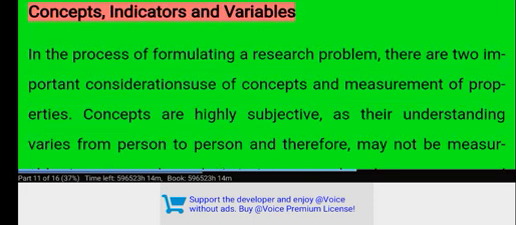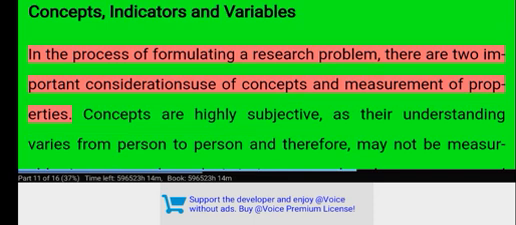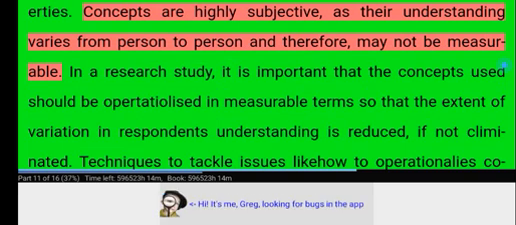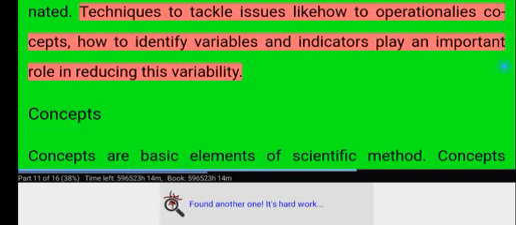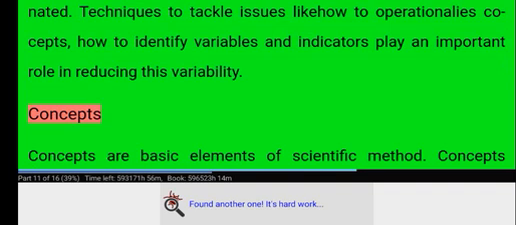Concepts, indicators, and variables. In the process of formulating a research problem, there are two important considerations: use of concepts and measurement of properties. Concepts are highly subjective, as their understanding varies from person to person and therefore may not be measurable. In a research study, it is important that the concepts used should be operationalized in measurable terms so that the extent of variation in respondents' understanding is reduced, if not eliminated. Techniques to tackle issues like how to operationalize concepts, and how to identify variables and indicators, play an important role in reducing this variability.